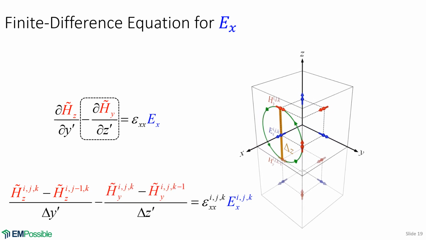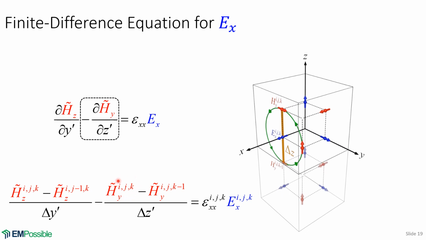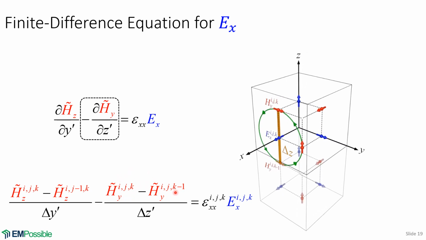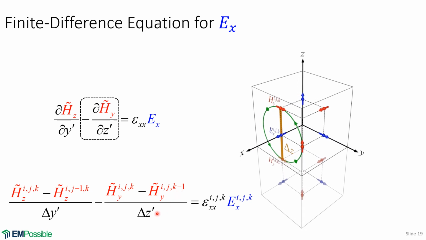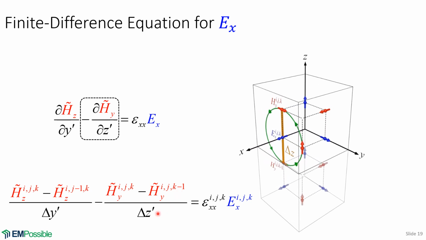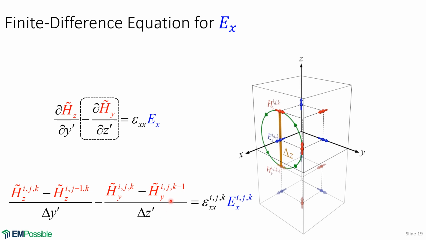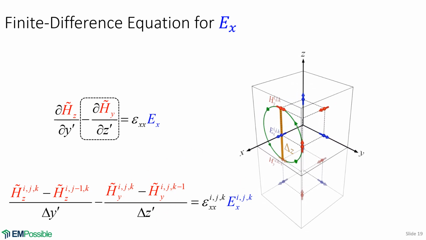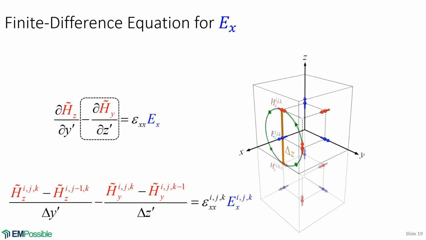So here's our finite difference. Magnetic field Hy from the same cell minus magnetic field Hy from the previous cell in the z direction divided by the cell size in the z direction, which is delta z. That's a central finite difference and exists at the same point as Ex. So that whole equation is in harmony.